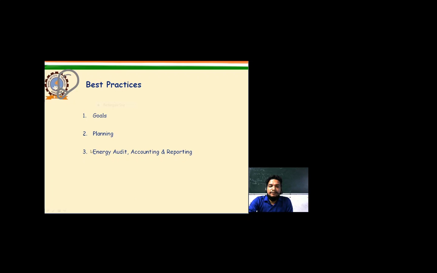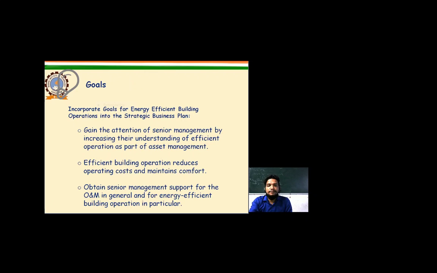Now the next word is accounting and reporting. After the energy audit, some work would be related to accounting, and after the accounting, the reporting word would come into existence. So I think we should proceed forward.